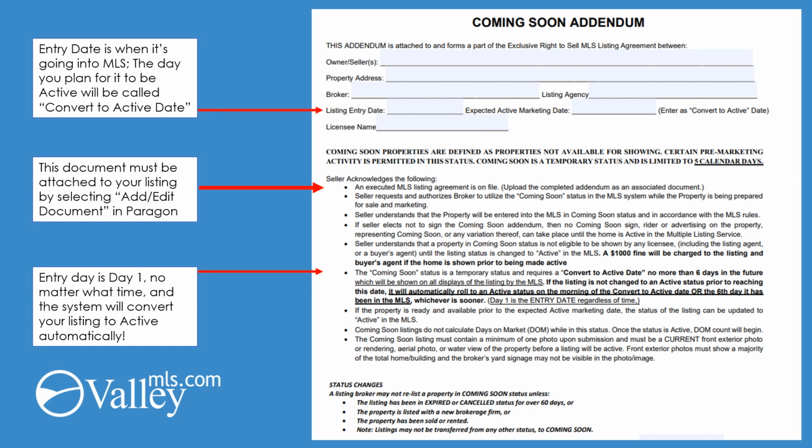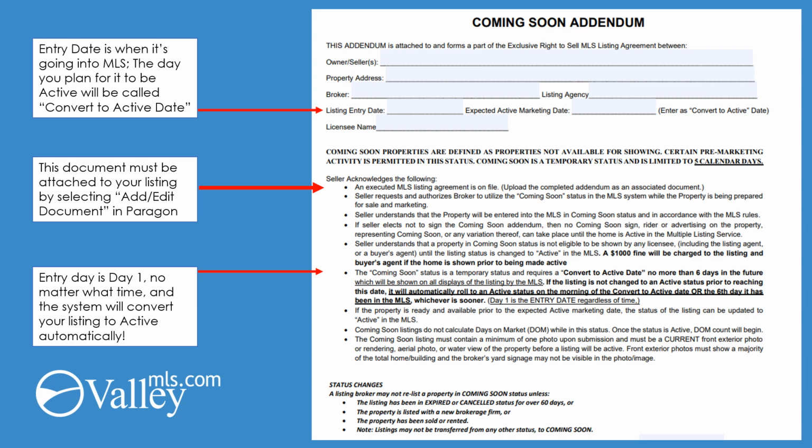As I mentioned before, coming soon has its own specific rules, and this is the coming soon addendum. Starting from the top to the bottom, you'll see that you'd want to fill out the owner/seller's name, the address, and look at that first red arrow where it says listing entry date. Entry date is when it's going into the MLS. That's the day you plan for it to be active, called the convert to active date.